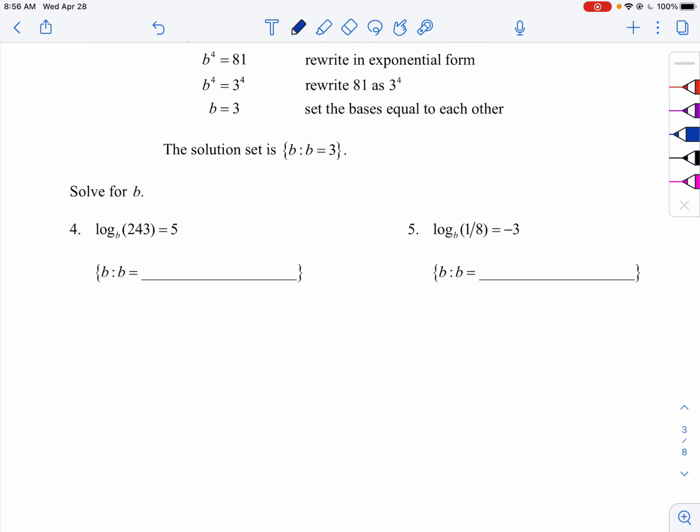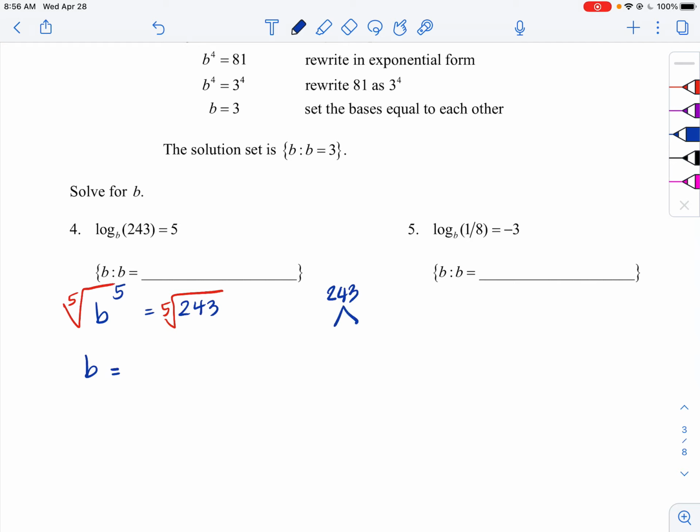Okay. So in here, the missing number is the base. So we're going to solve for the base. Let's start with b to the power of 5 equals 243. I want to solve for the value of b only. So I'm going to take the fifth root of 243. So this is b equals the fifth root of 243.